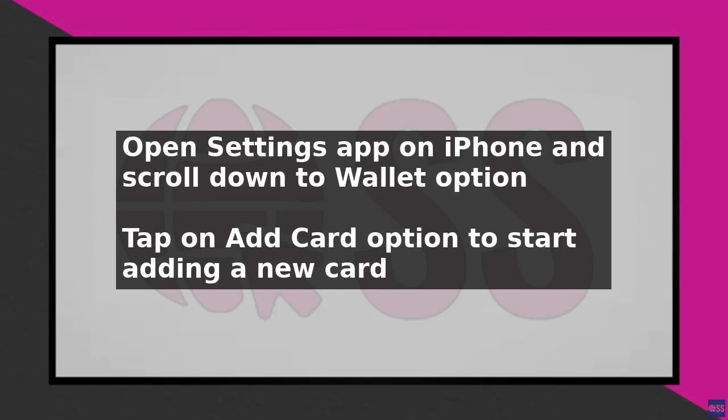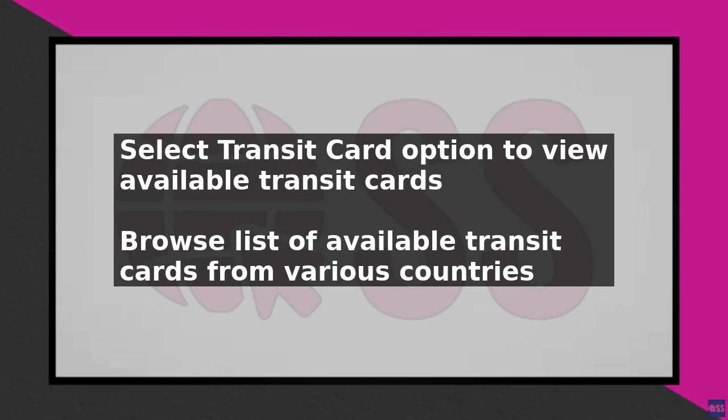To add a Presto card to Apple Pay, start by opening the Settings app on your iPhone and scrolling down to the Wallet and Apple Pay option. From there, you will see a list of all the cards currently added to your Apple Pay. To add a new card, tap on the Add Card option, followed by the Transit Card option.